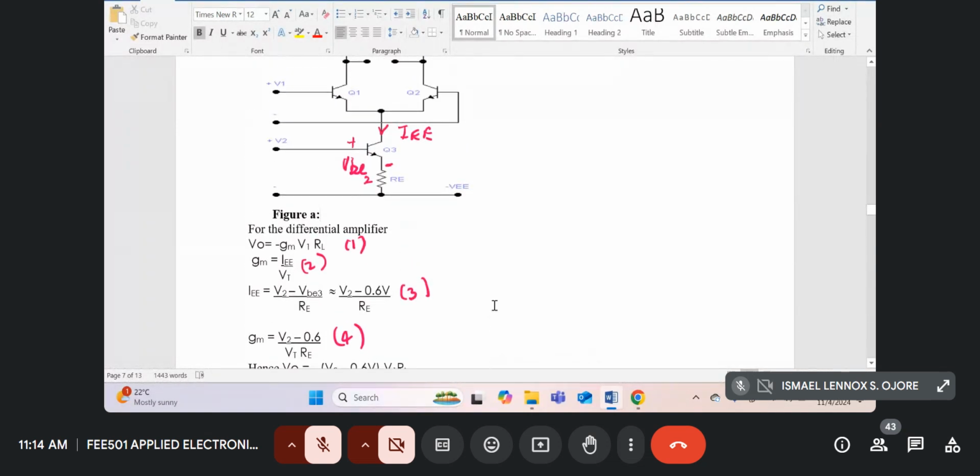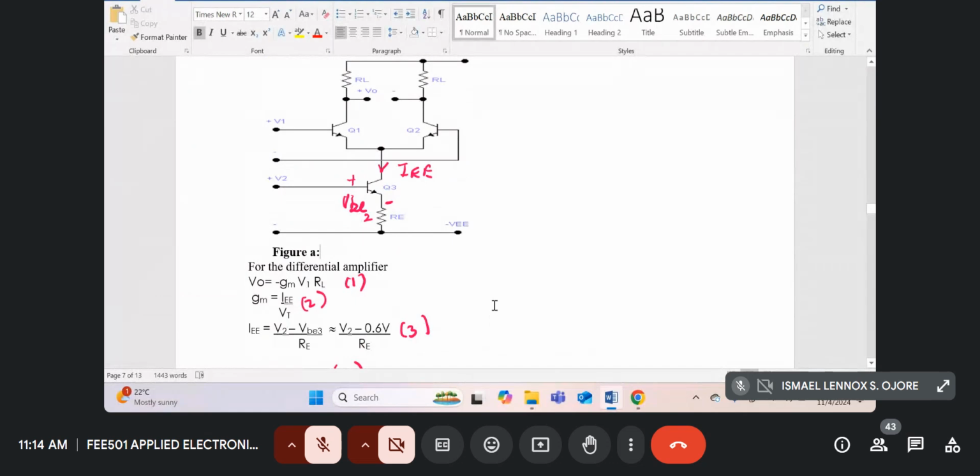Now this circuit is just there to illustrate how we multiply the two signals. So we vary IE with the voltage V2. But this circuit has got lots of problems. It's a very important circuit. We use it in telecoms a lot, but we don't use it in this way.